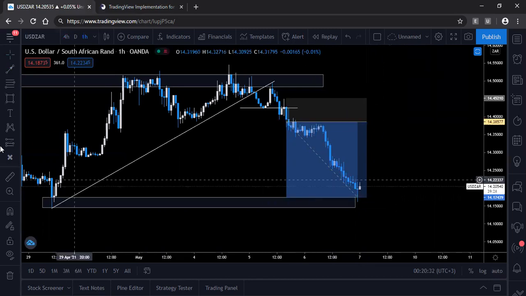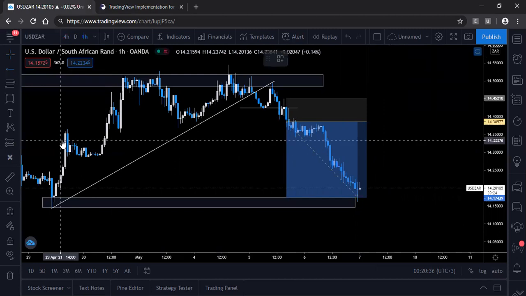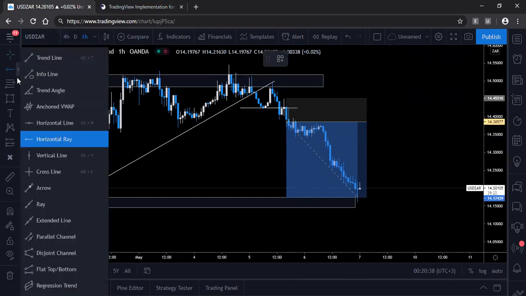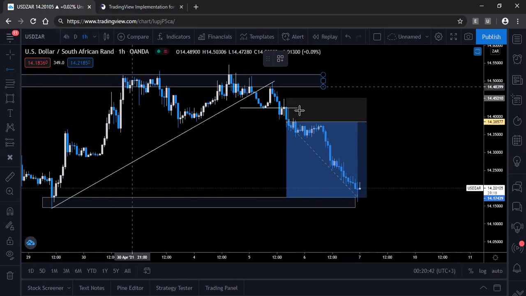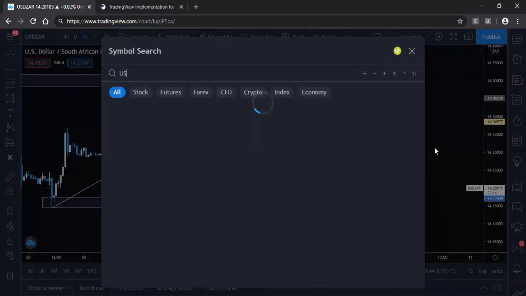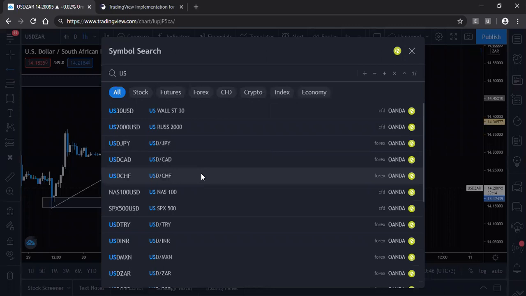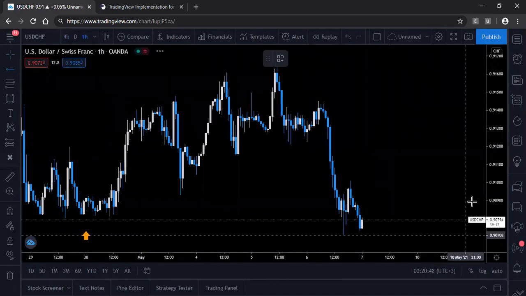Okay, so for instance, if the trade was still running, or already hit take profit, I'm not going to use it. Let's use another example. USD CHF. I know it's still running.